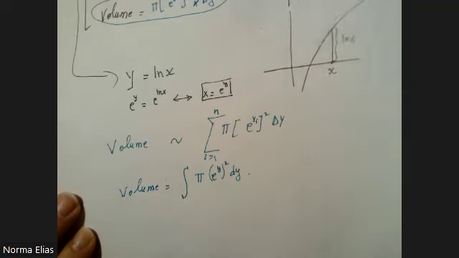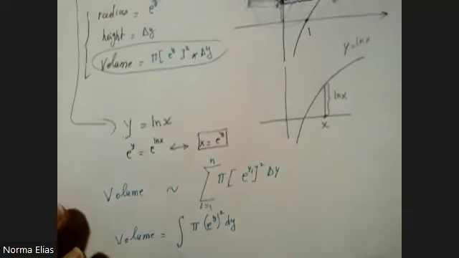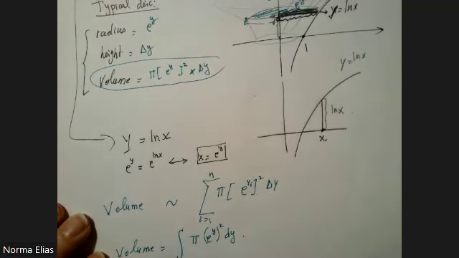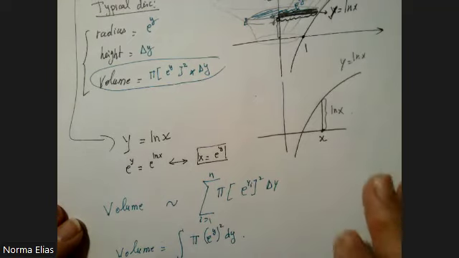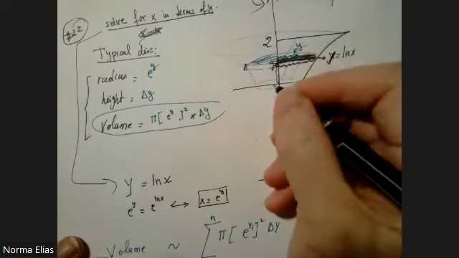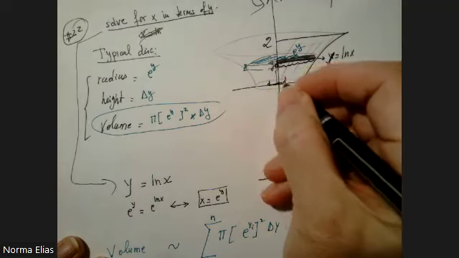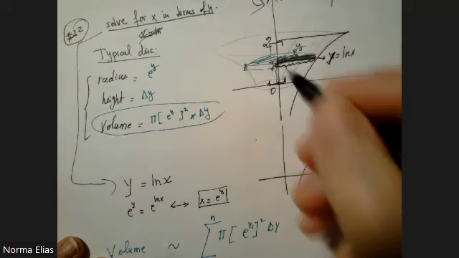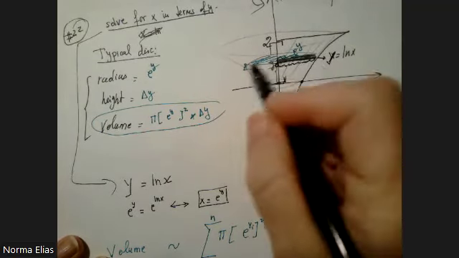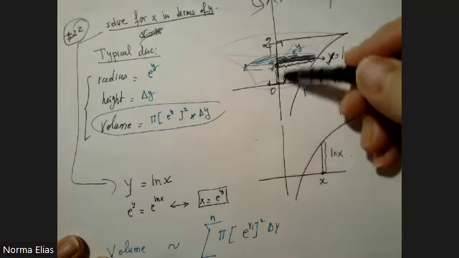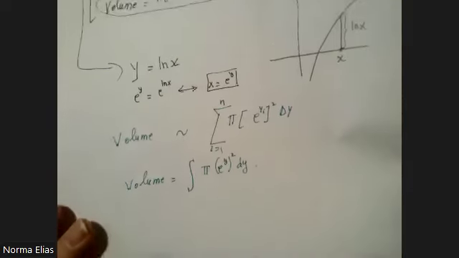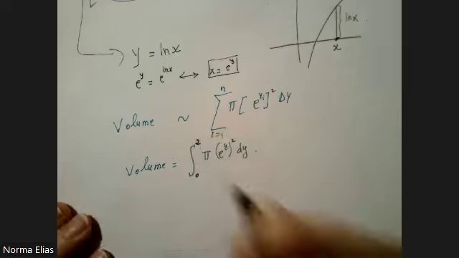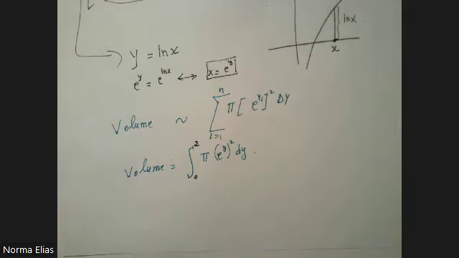For the interval of integration, you always go back to your graph and ask yourself, to cover the region, which interval, from where to where, should I divide into pieces? We have to divide the interval from here, that's 0, all the way to here, that's 2. So to cover this region with those cylinders, I have to divide the interval from 0 to 2. So this is the integral from 0 to 2 of that. All right, so that's the setup.